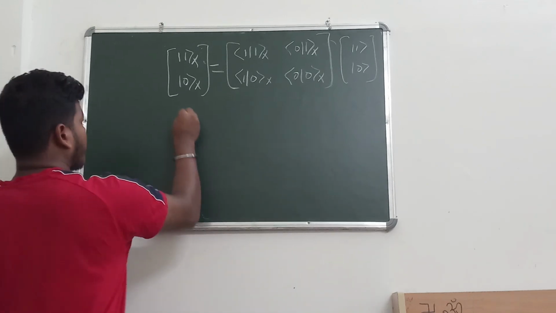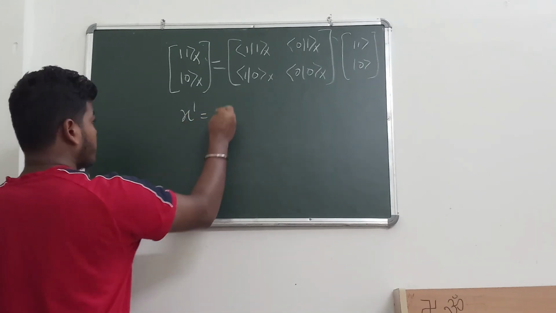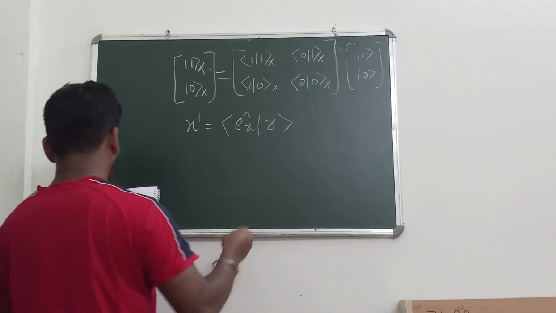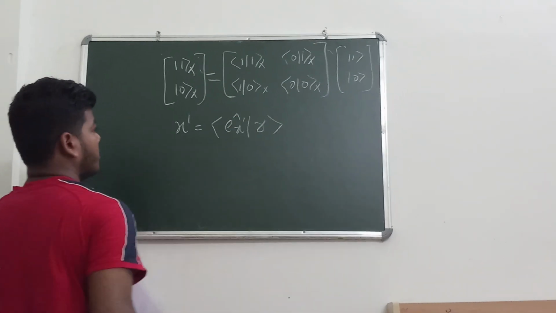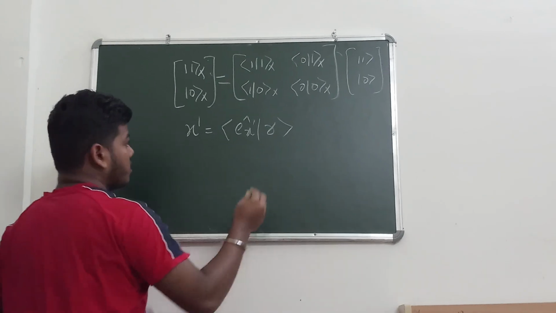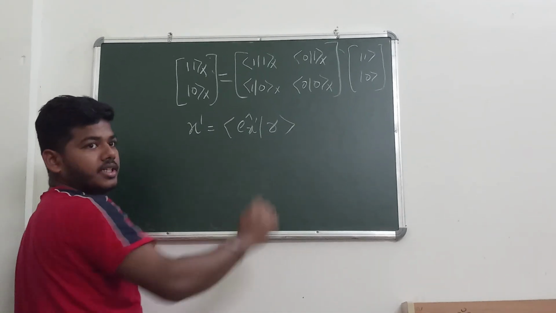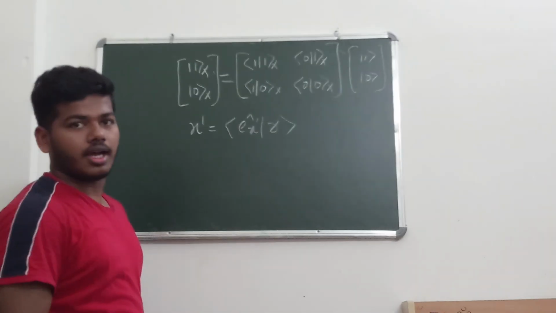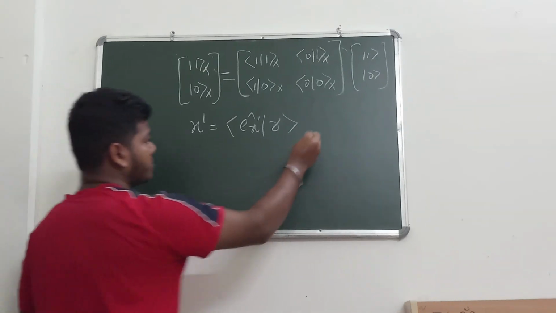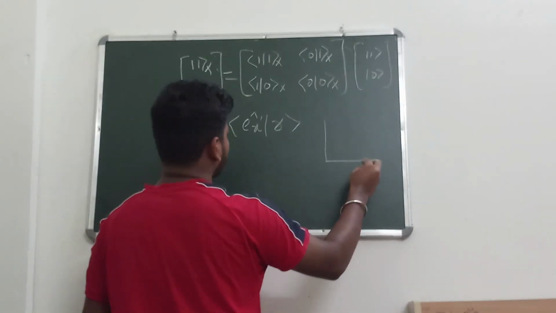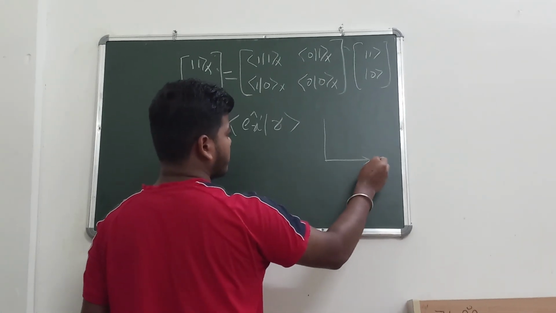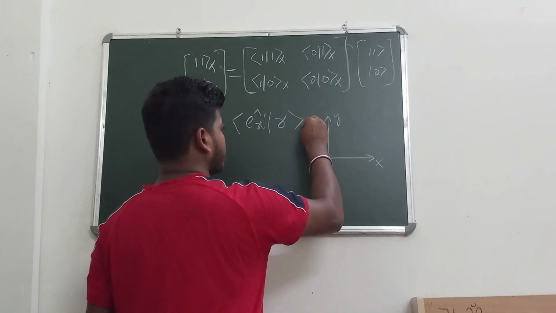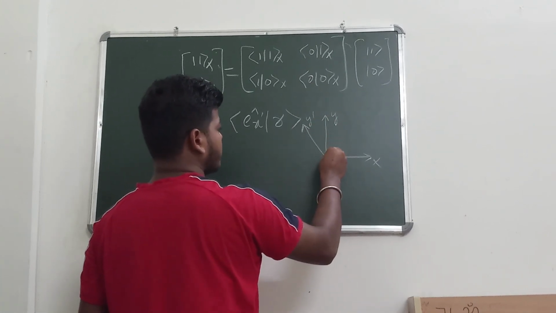I am writing x dash is equal to ex dash r. So what does it indicate? It indicates ex dash projection on r. How is the projection? This is x, this is y, and this is our y dash and this is our x dash.